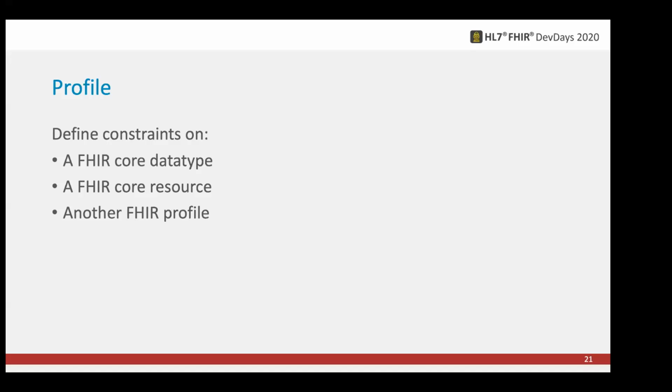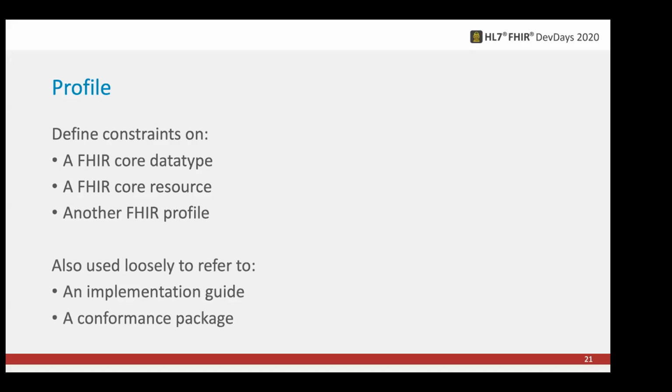Okay, so when we are going to create our own profiles, we are going to define constraints. We are going to define constraints on a core data type, a core resource, or we can take another FHIR profile that someone else created and then make constraints on top of that. Sometimes the term profiling is also loosely used for referring to an implementation guide or a conformance package, which is actually the whole set of conformance resources for a particular context or use case. But when I talk about a profile, I really mean that particular constraint on another profile or a core data type or resource.